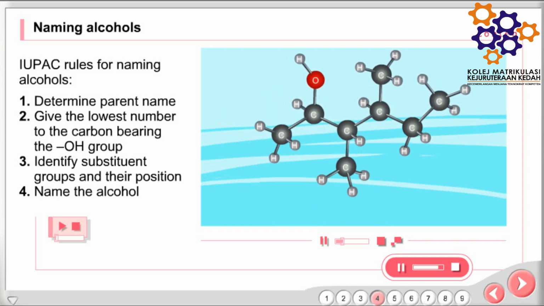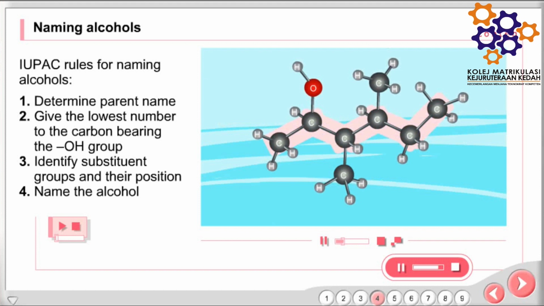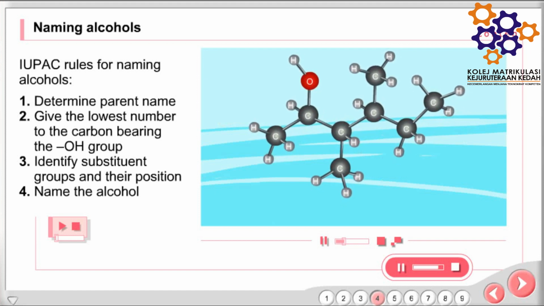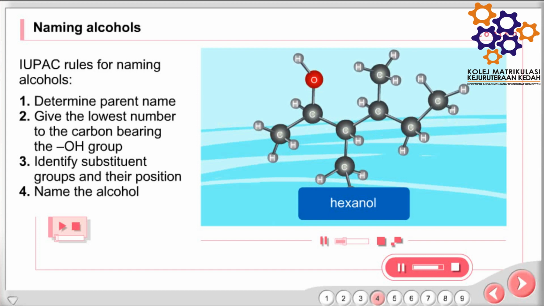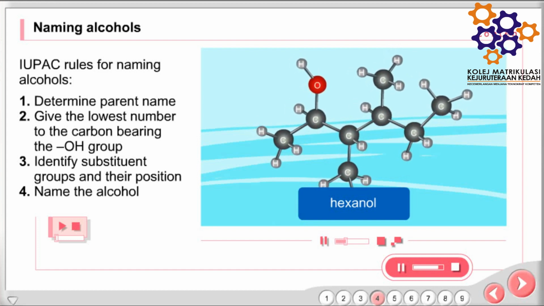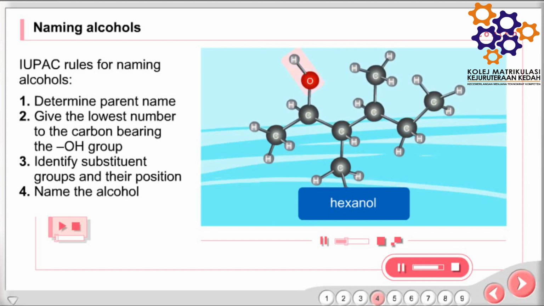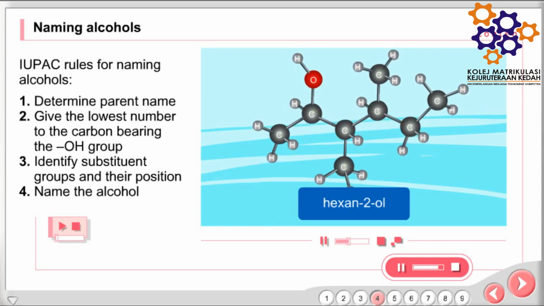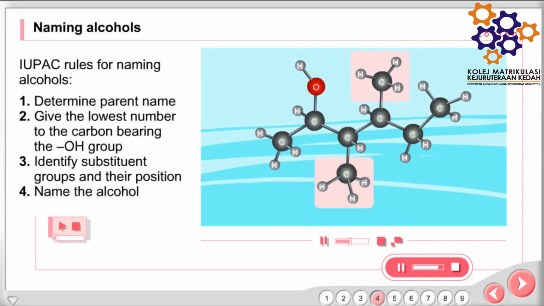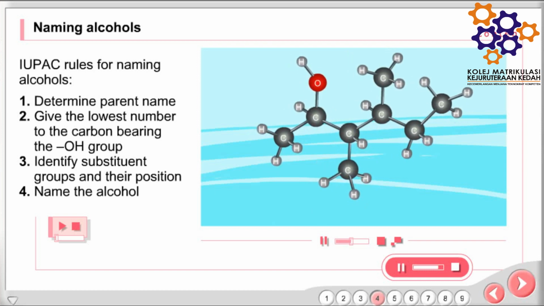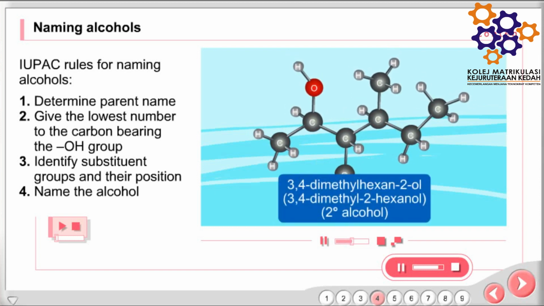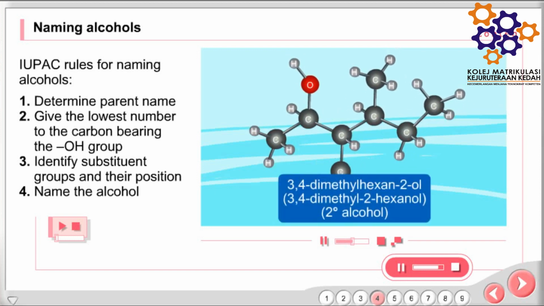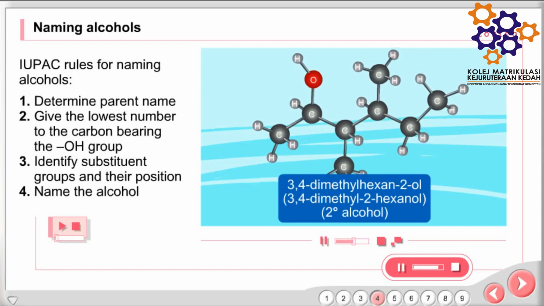In the next example, the longest chain contains 6 carbon atoms. The parent name is hexanol. The atoms are numbered in such a way that the carbon atom bearing the hydroxyl group is given the lowest possible number, 2, in this compound. Apart from the hydroxyl group, there are 2 methyl groups, located on the 3rd and 4th carbon atoms. The full name of the compound is therefore 3,4-dimethylhexan-2-ol. This is a secondary alcohol.